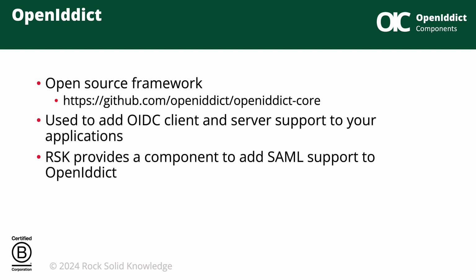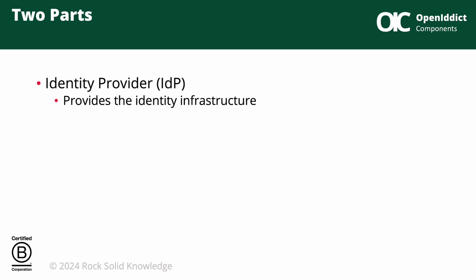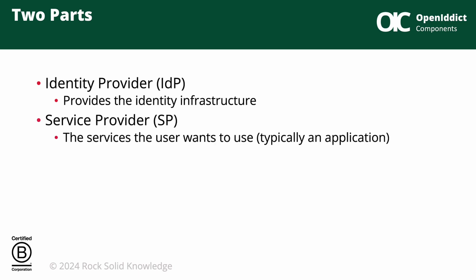OpenIddict is an open source framework, and it's used to add both OIDC client and OIDC server support to your applications. Rock Solid Knowledge provides a component to add SAML support to OpenIddict, and that's the component we'll use in this talk. SAML comes, if you like, in two parts. There's the identity provider, which provides the identity infrastructure. This is where our user logs in, for example, and where we manage user identity and things like authentication. That's what we'll cover in this talk.